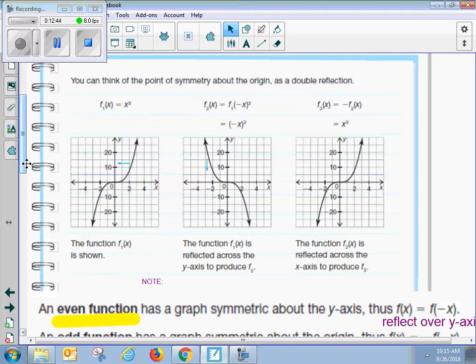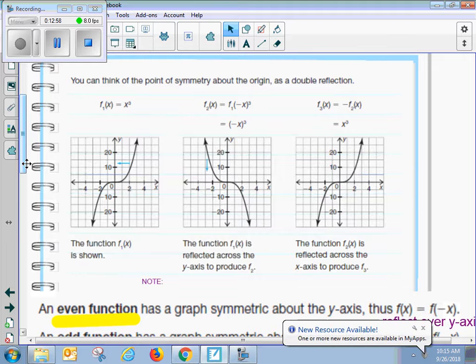If I can take my given graph and reflect it over both the y and x axis, and it still looks the same, then it will be a function that is odd. If it's not symmetric about the origin, then you would list neither. And I have examples of all types in a few minutes. Okay? So that's what this is giving you.